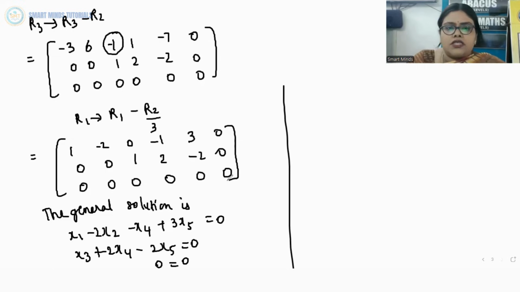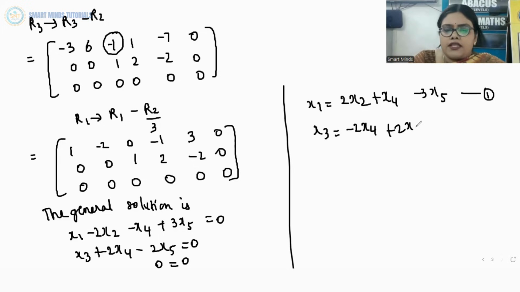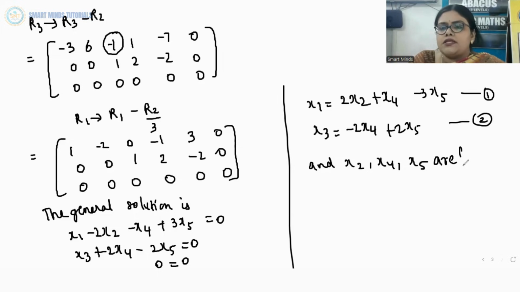So from the first equation, I will find x1. x1 is 2x2 plus x4 minus 3x5. This is equation number 1. Then x3 is minus 2x4 plus 2x5. This is equation number 2. Now you can see x2, x4 and x5 are on the right hand side of equation number 1. So these are free variables. Free variables means those are independent variables because x1 is dependent on these three.